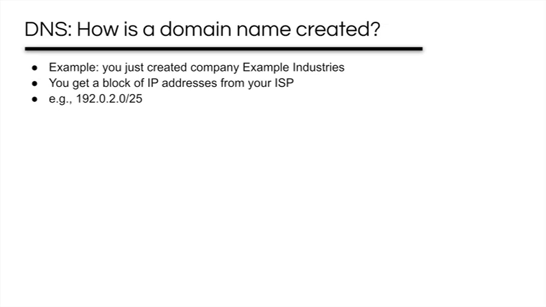Moving on, I thought we should talk about how a DNS domain name gets created in the first place. You can imagine maybe you just created a company, Example Industries, and you get a block of IP addresses from your ISP, like maybe 192.0.2.0, and it's a /25.